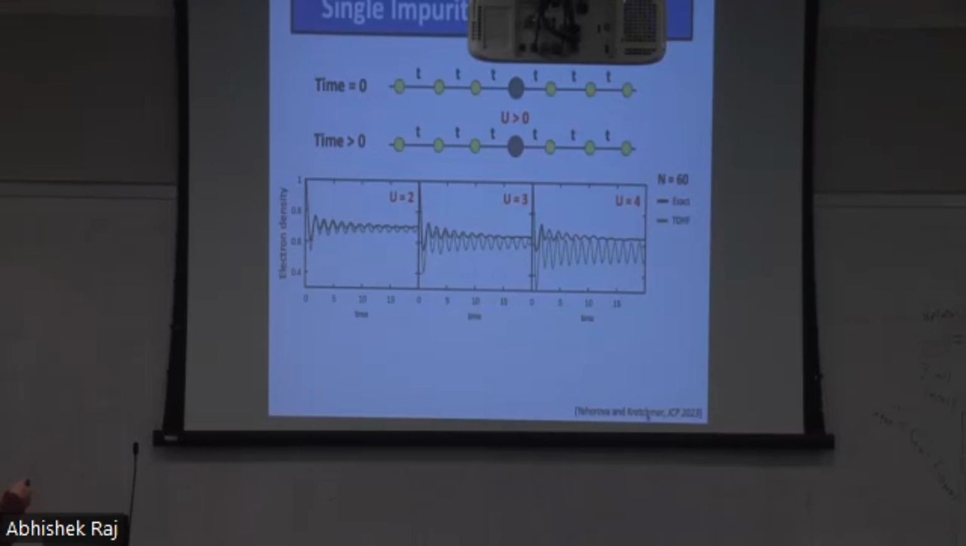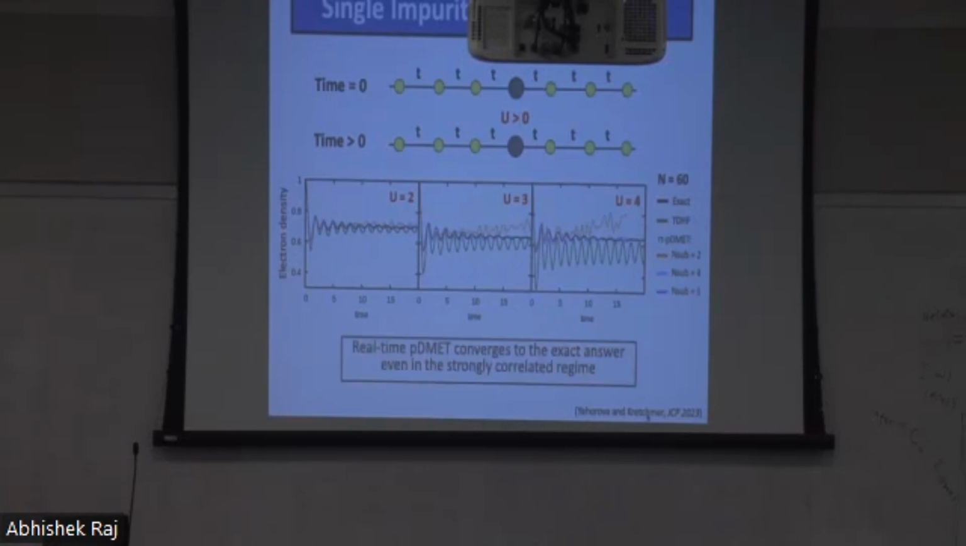Here I'm comparing the exact result, which is coming from time-dependent DMRG, to time-dependent Hartree-Fock. As I increase U, my electron-electron correlation becomes stronger, and time-dependent Hartree-Fock gets worse. If I look at the real-time DMET results, as I increase the size of my subsystem, we can see a very nice, smooth convergence to the exact result, even in this strongly correlated regime up here. And now we have this multi-fragment structure.